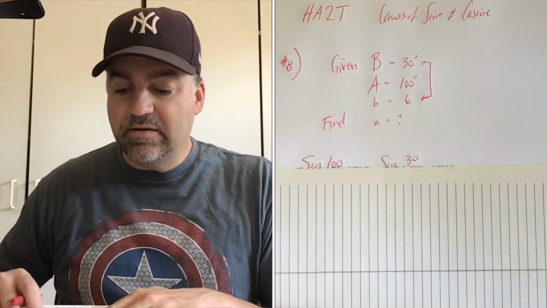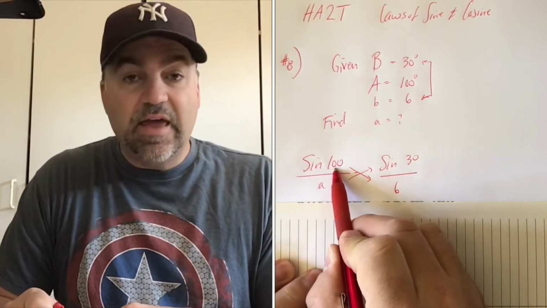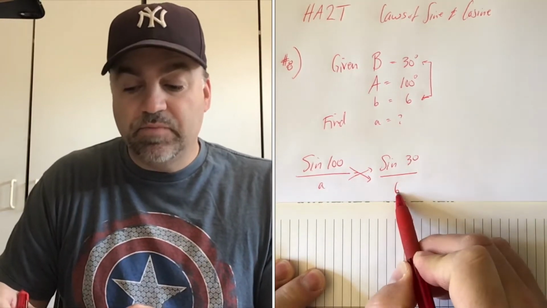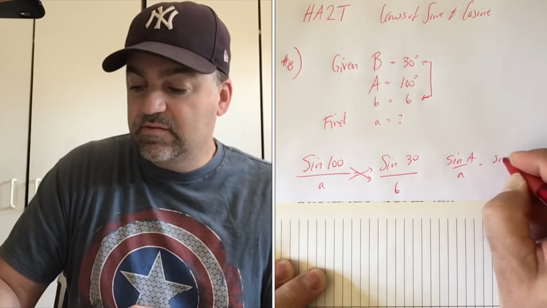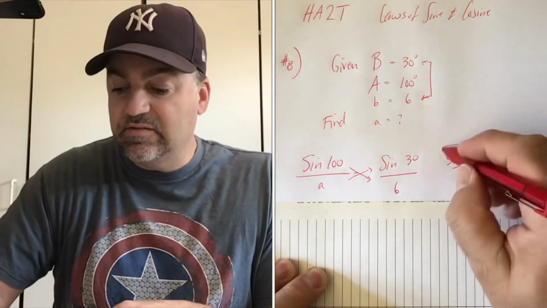So I'm going to jump down here and say the law of sines is the sine of capital A over little a, sine of capital B over little b. So I'm going to write that out here: sine A over a equals sine B over b. So that's what the law of sines says.